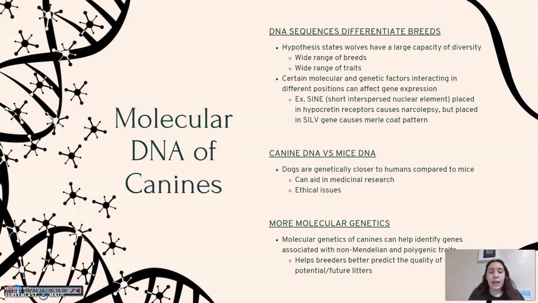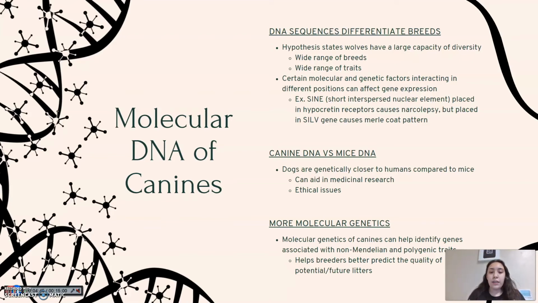On the other side of things, the molecular side, there's been information discovered that relates to artificial selection, but there's also information outside of that which is also important to artificial selection. It's been hypothesized that the wolves from 14,000 years ago had a very large capacity of diversity, which then resulted in the wide range of breeds that we have today, along with their wide range of traits.